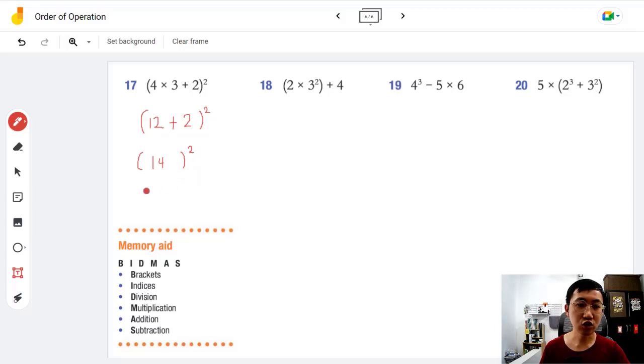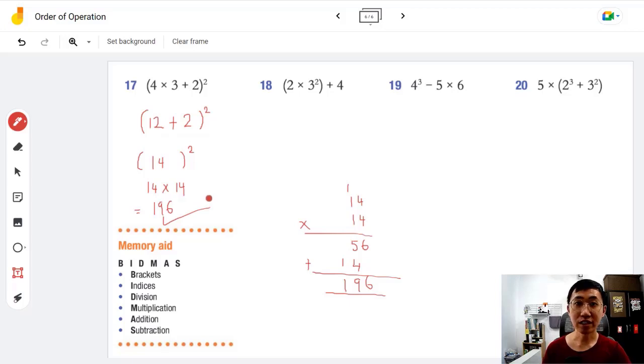14 square is actually 14 times 14, in case you are not aware. So let's do 14 times 14. I have to do it manually, I pretend that I cannot use the calculator. 4 times 4 gets you 16, 6, 1 goes on top. 1 times 4 is 4, plus 1, that's 5. Now 4 times 1 is 4, 1 times 1 gets you 1, write the plus, and now we do the plus. In the end, teacher gets 196. Log in your final answer, and that's question 17.